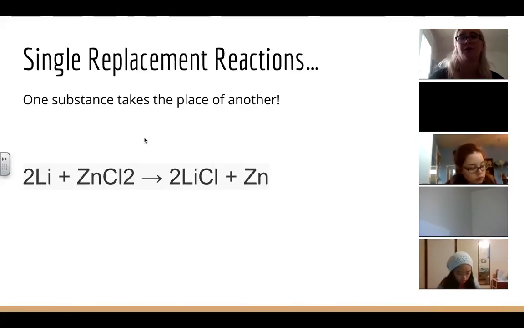Okay, nothing crazy. However, what we're going to learn is we're going to be able to look at this element that's by itself, and based on its reactivity, we'll be able to predict whether it would be able to take the place of zinc. Because remember, it's having to break a bond and wedge itself in there, which is not going to happen in every situation. So some of these might actually result in no reaction instead of resulting in products. And that's something to keep in mind, that we might actually end up not having a reaction at all.